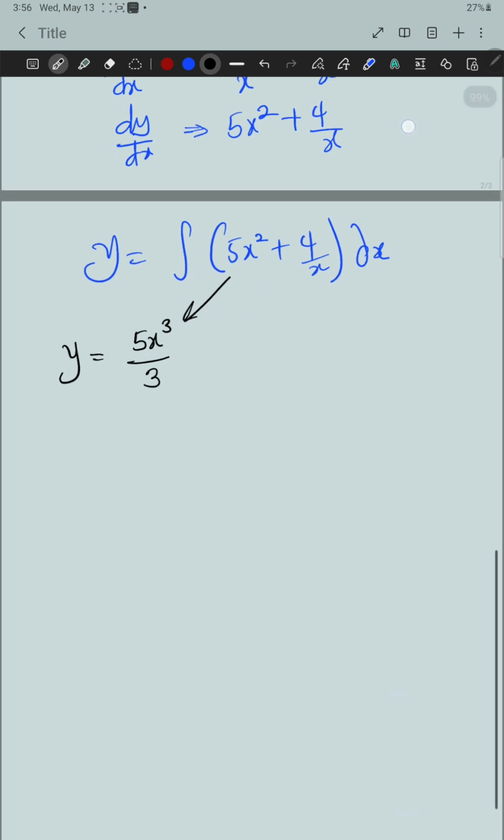Whenever you are integrating, for example, x to the power of n, if you want to integrate this, it becomes x to the power of n plus 1 all over n plus 1. Do you understand? All right, that is basic calculus.